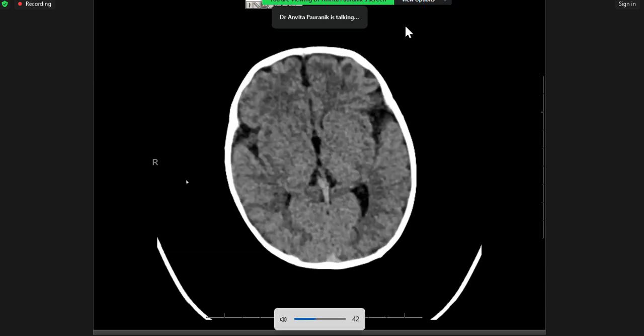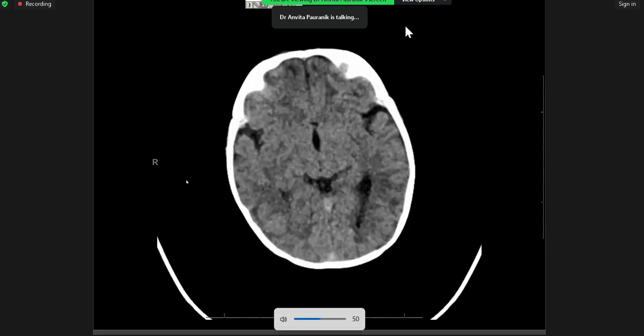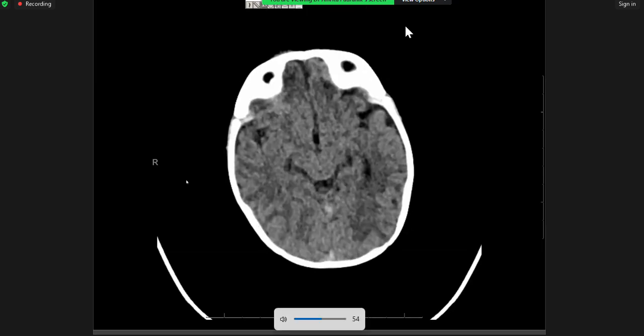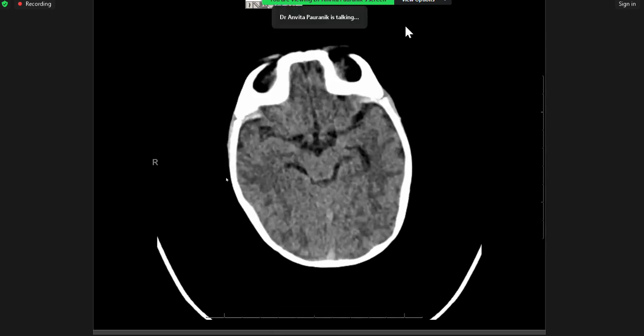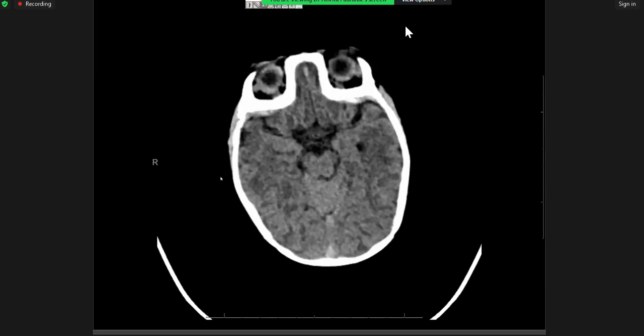Your thoughts are, you have to just say this is axial non-contrast CT head. So who's going first between you guys? Ma'am, I'll start. Rushabh. Rishabh, okay, great.